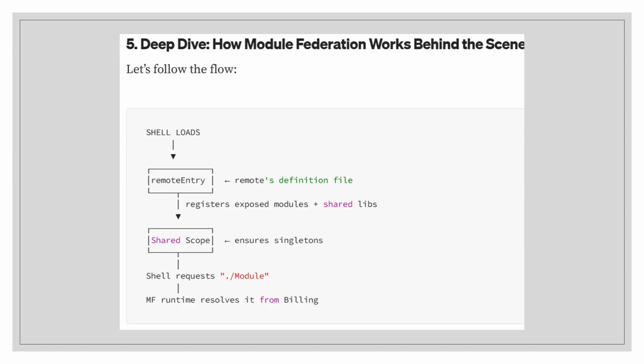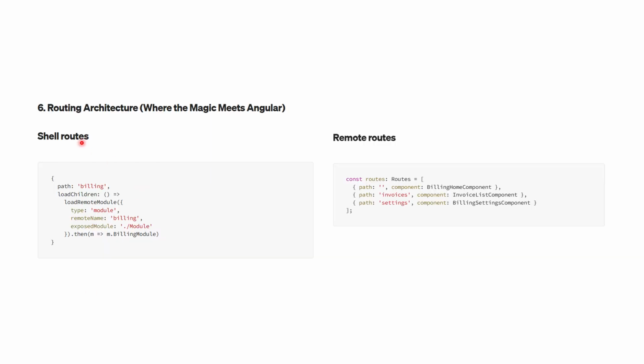Deep dive: how Module Federation works behind the scenes. Let's follow the flow. Shell loads its remote entry, then the scope and everything. It is so self-explanatory. And next, let's check out the routing architecture, where magic meets Angular. How do the shell routes look like? The shell routes, they are lazy loaded. They load the remote module lazily as and when it is required. How about the remote routes? It contains the individual routes to the various components, various pages in the remote component.